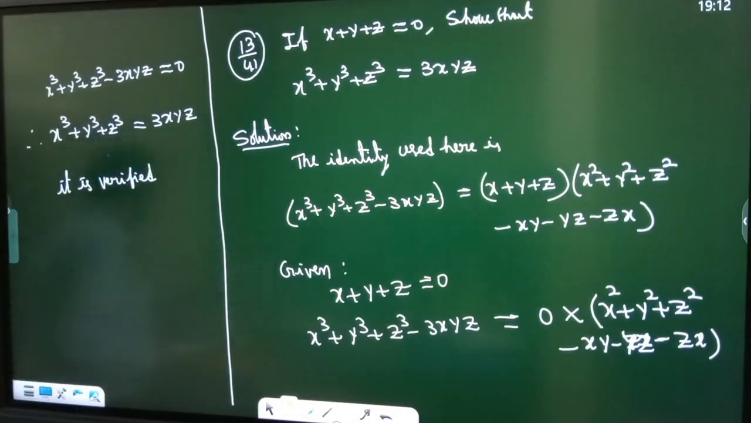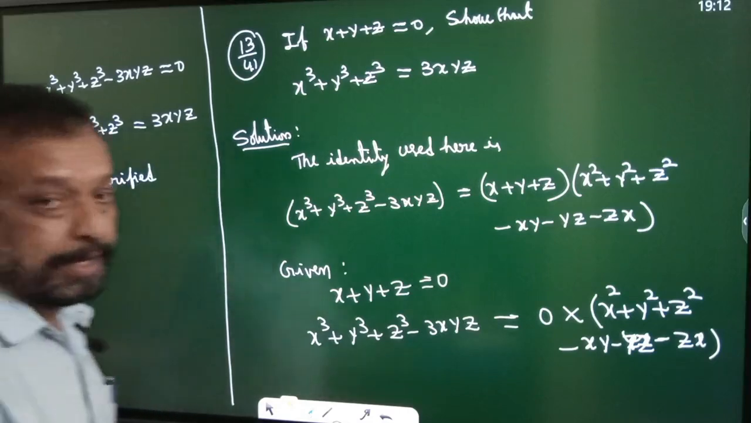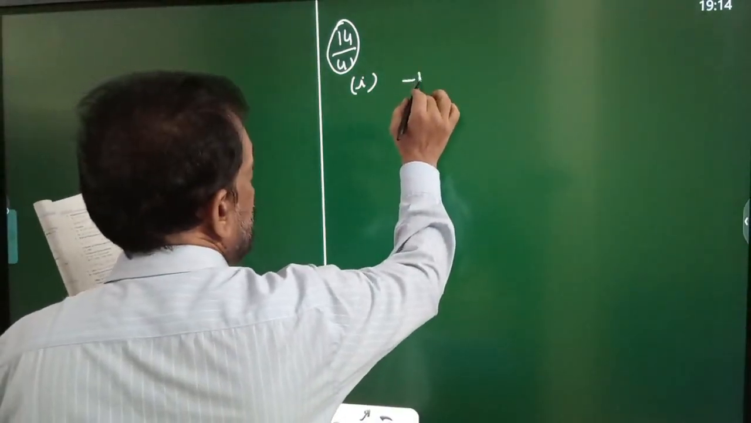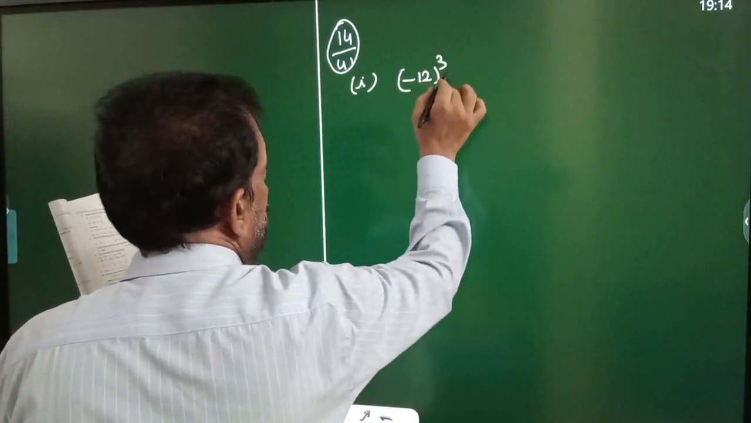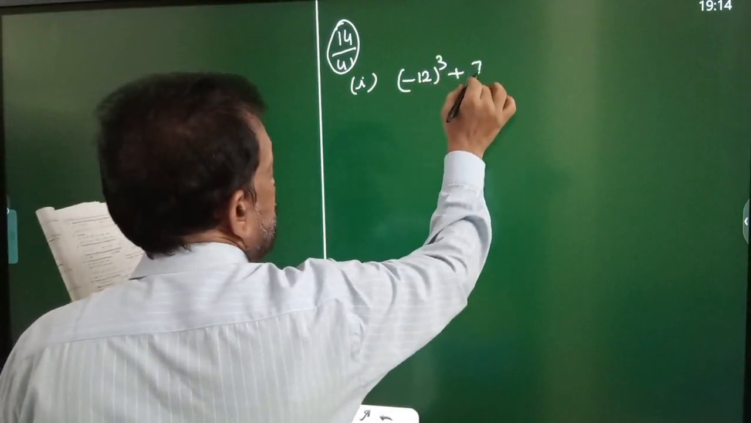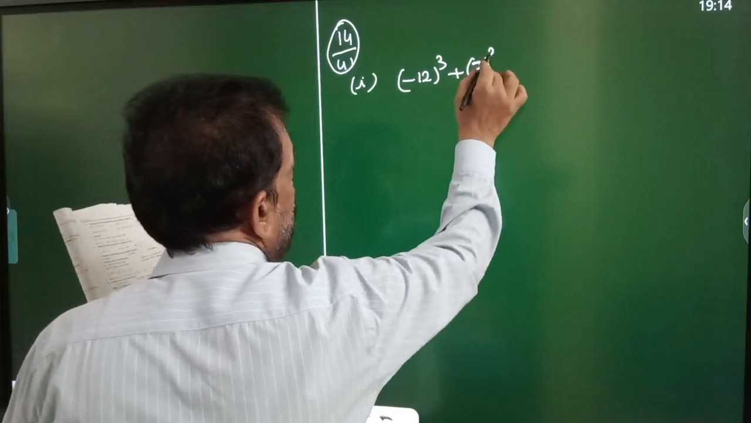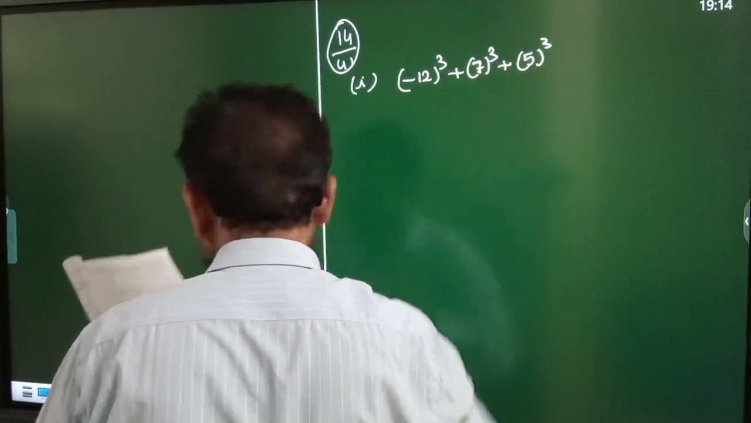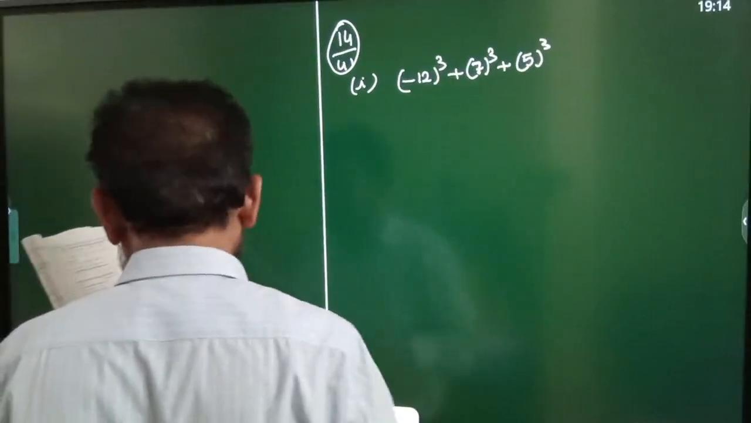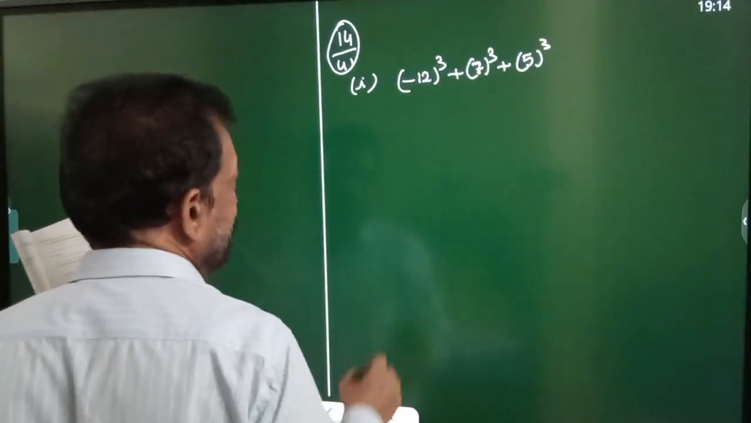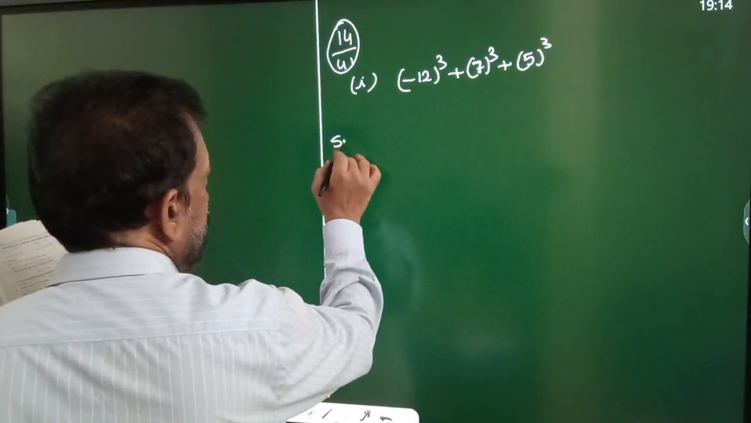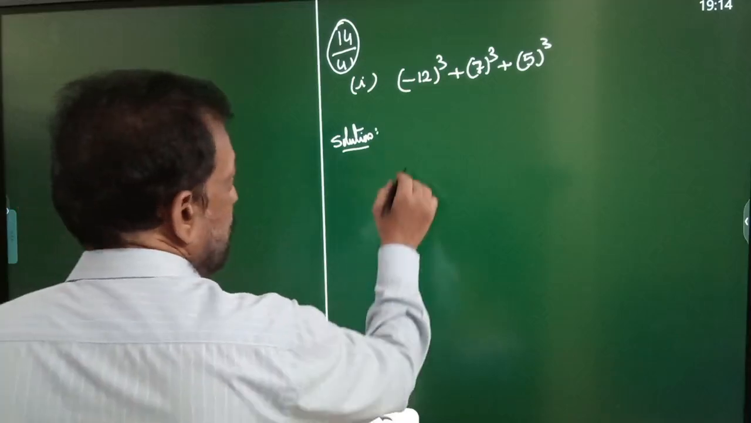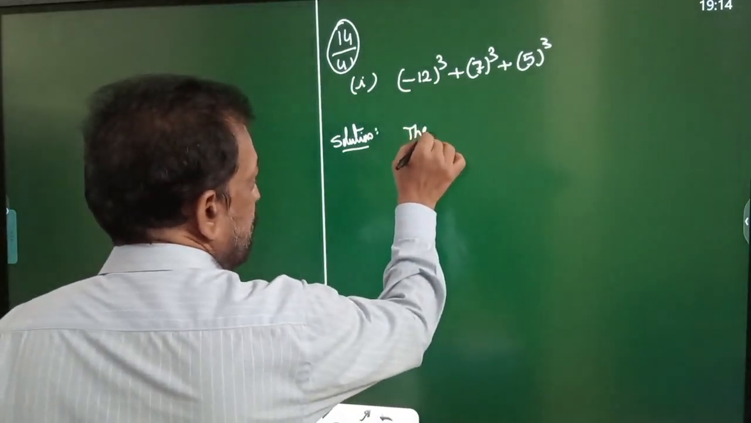10th question, try to do it by yourself by using the identity. Then the (minus 12) whole cube plus 7 whole cube plus 5 whole cube. This is given. So you want to find this value. So what is the identity? Solution.